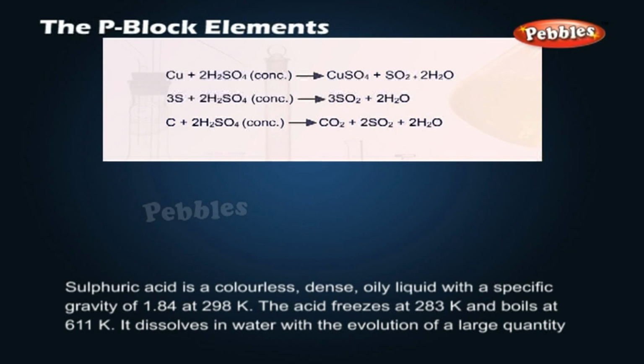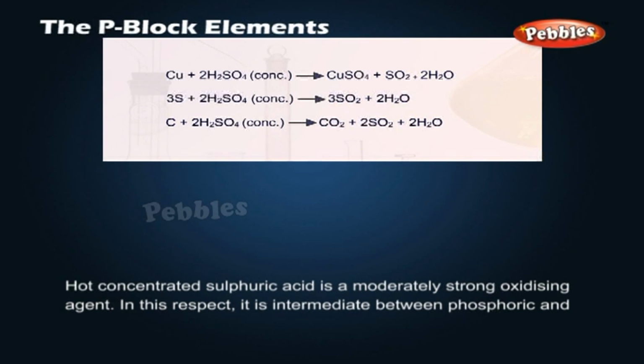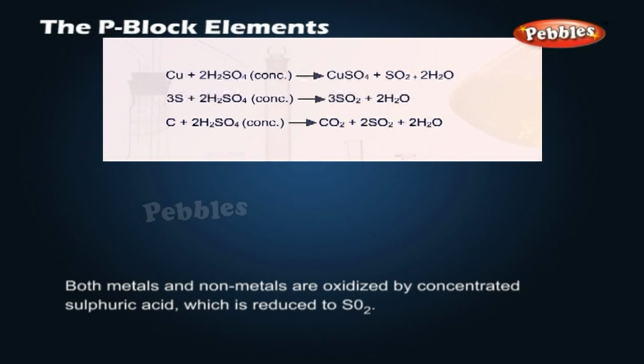Properties. Sulphuric acid is a colorless, dense, oily liquid with a specific gravity of 1.84 at 298 K. The acid freezes at 283 K and boils at 611 K. It dissolves in water with the evolution of a large quantity of heat. Hot concentrated sulphuric acid is a moderately strong oxidizing agent. In this respect, it is intermediate between phosphoric and nitric acids. Both metals and non-metals are oxidized by concentrated sulphuric acid, which is reduced to SO2.